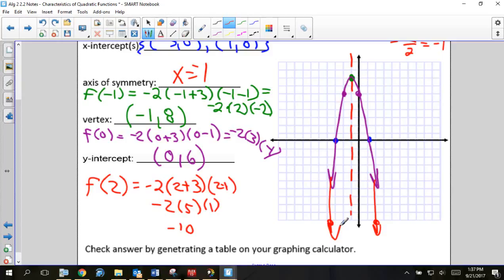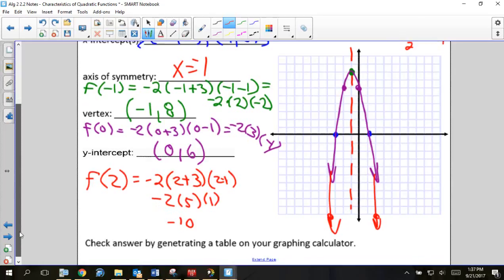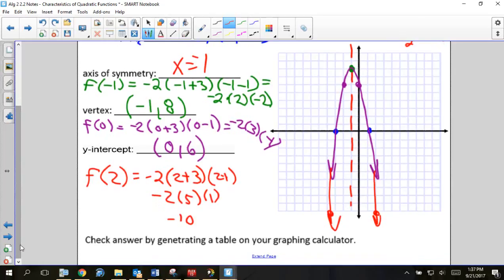We're still learning the shape. So participate. I just took the time to go through that and add a point on. Do it. I did the work for you. It says check your answer by generating a table on your graphing calculator. Let's check our answer by putting it on the graphing calculator, okay? You got your graphing calculator handy?